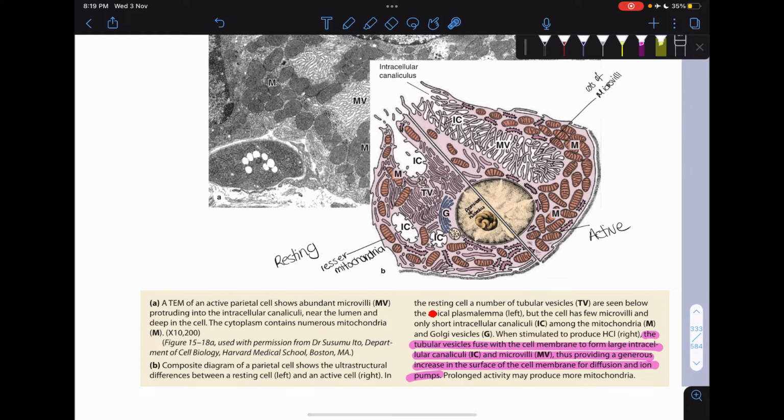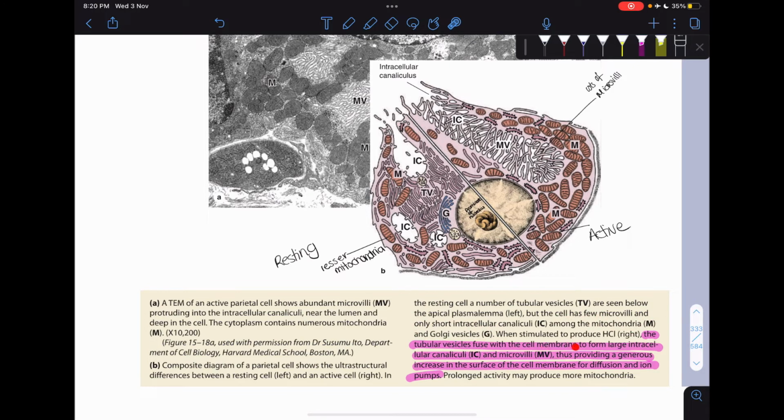Okay, so in the resting cell a number of tubular vesicles اللي هم هدول are seen below the apical plasma membrane, but the cell has few microvilli and only short intracellular canaliculi. So in the resting phase of the parietal cell في عنا short intracellular canaliculi, and among the mitochondria and Golgi vesicles. Okay, so the intracellular canaliculi is among the mitochondria and Golgi vesicles.